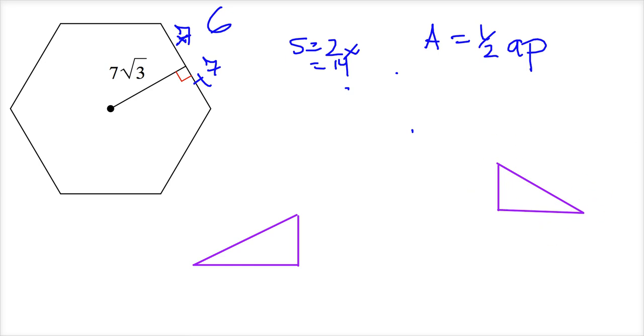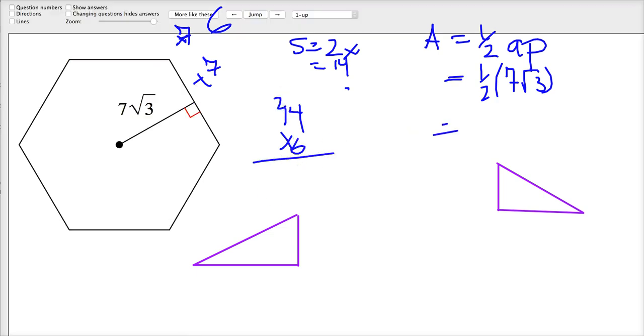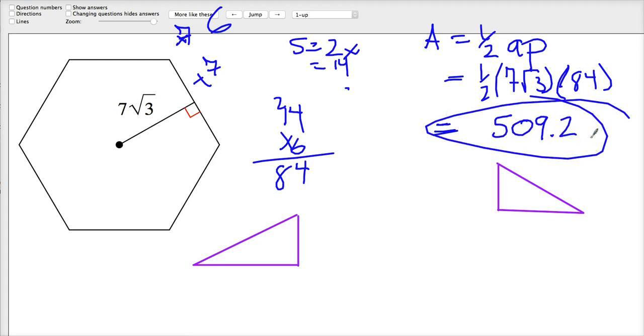But the nice thing is now I have all the parts that I need. The apothem length I already had at 7 times the square root of 3, 1 half, and the perimeter would just be 14 times 6, which will give me 84. So, with that being said, 84 goes right here. And then you multiply all those together. And I guess I click some buttons to get rid of all this stuff. It's very inconvenient. It ends up giving me 509.2. So, there you go.